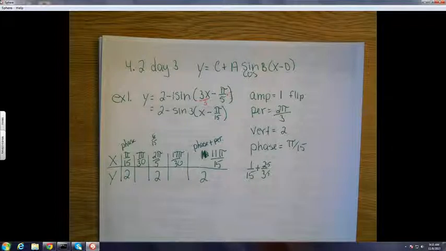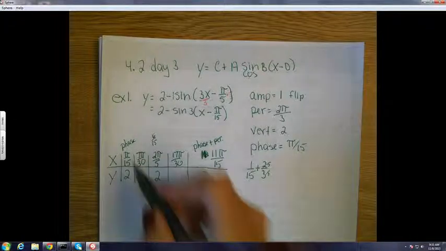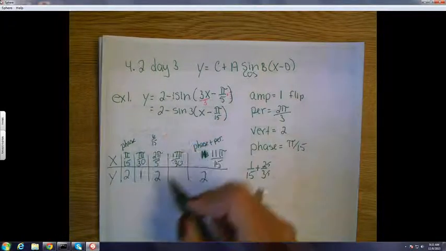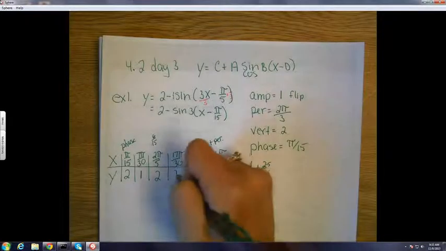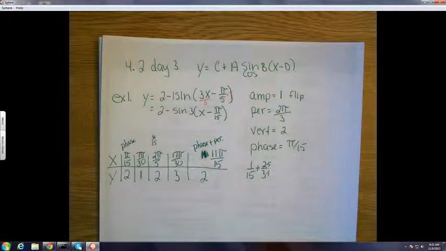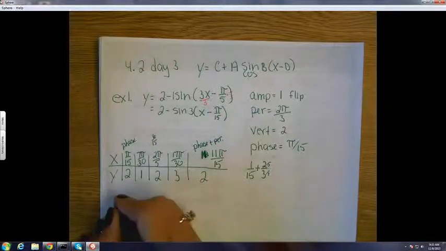So I'm at 2, and I'm going to go up or down? Down. How far down am I going to go? 1. So if I'm at 2, I go down 1. Where am I going to be at? 1. I'm back at 2, and I go up 1. Where am I going to be at? 3. Yeah, if we had vertical shift, that was down 2. Oh, okay. Yeah, vertical's the up and down. Okay? Second table.